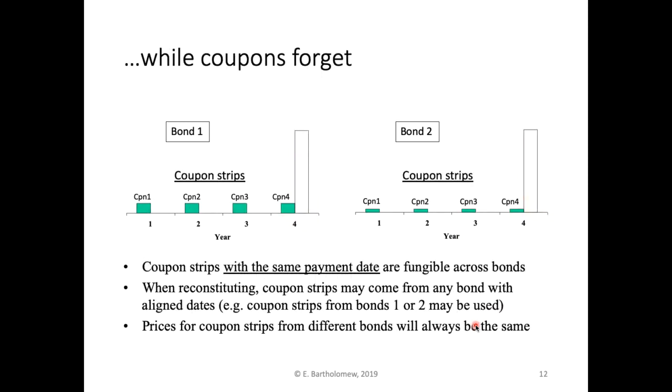Now, the coupons forget where they came from. So what this means is once the coupons have been stripped, they're fungible with all other coupons from other bonds, so long as they fall on the same payment date. So when you're reconstituting a bond, all you need is a coupon strip that can come from any bond with the aligned dates. And for that reason, the coupon strips for different bonds will always be the same.